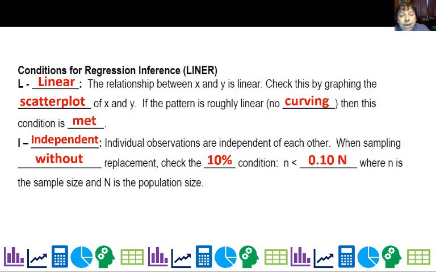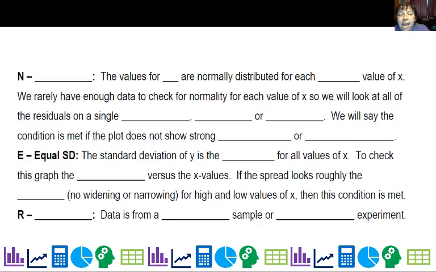And capital N, where little n is the sample size and capital N is the population size. N stands for normal, so the values of y are normally distributed for each given value of x. And we can almost never see this. If you look in your textbooks, what they're always going to show you is a little normal distribution for every given value of x for the different y. So you're going to get some scatter around the line normally.